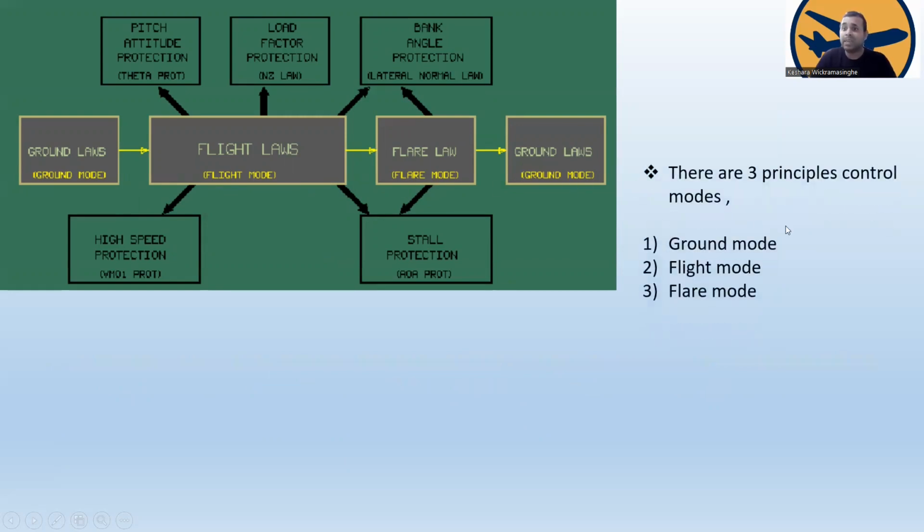There are three principal control modes. The first one is ground mode, the second one is flight mode, and the next one is flare mode. You can see here the ground mode, flight mode, flare mode.